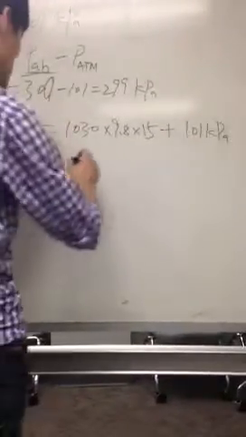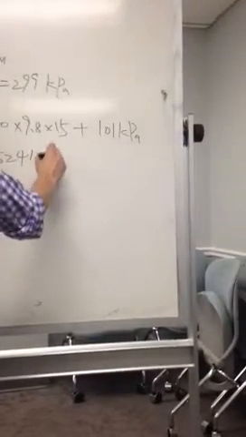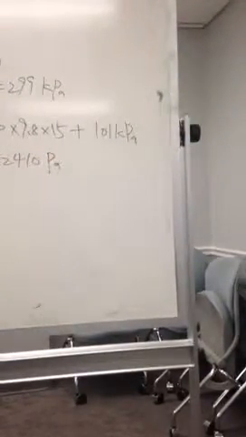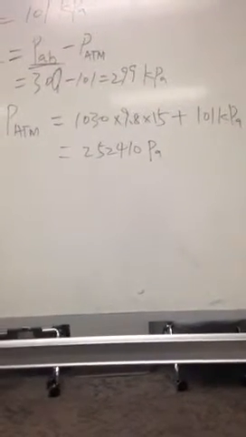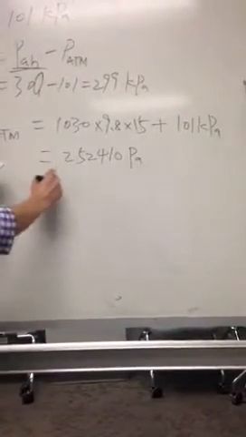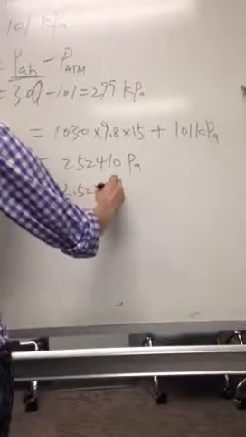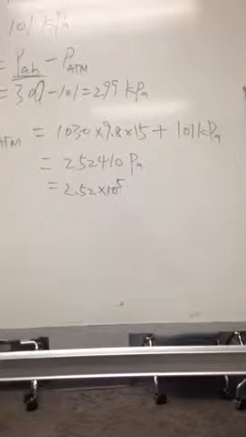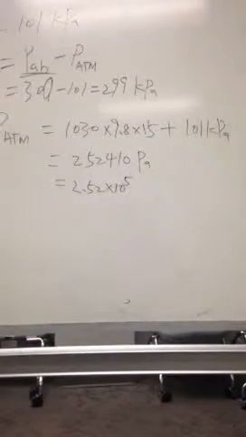Okay, so if you calculate it, we got 252410. So the answer should be C, 2.52 times 10 to the 5th. So that's number 4. Okay. Number 5.